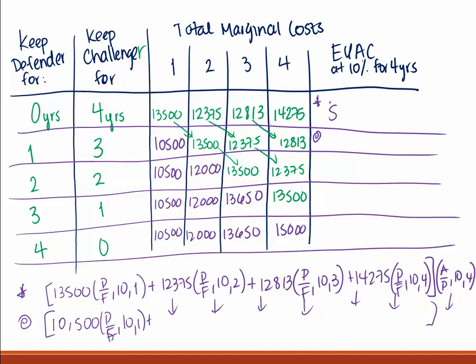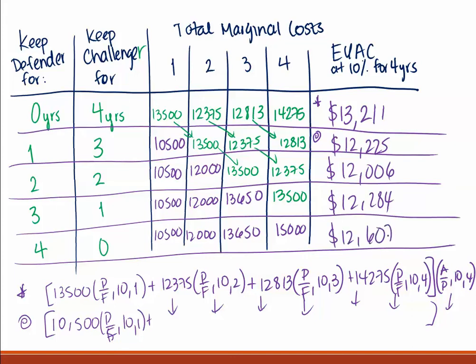So this is equal to 13,211, 12,225, 12,006, 12,284, and 12,607. So we see here that this minimizes my EUAC, which I believe was consistent with what we found before. I can't remember right now.